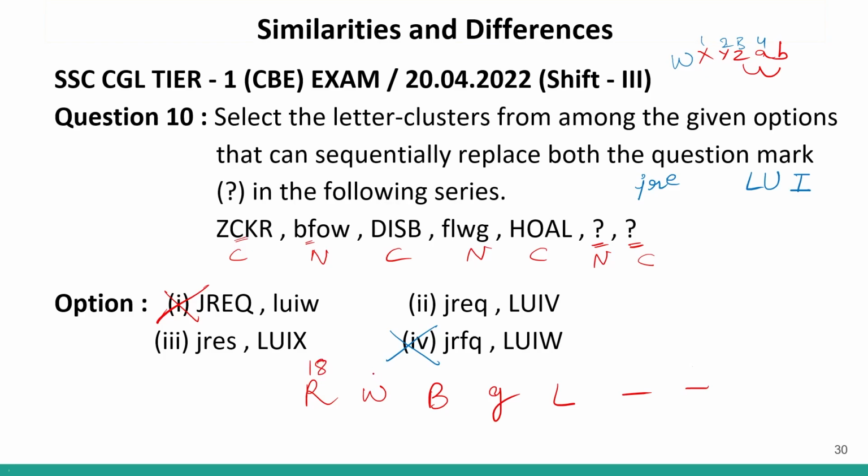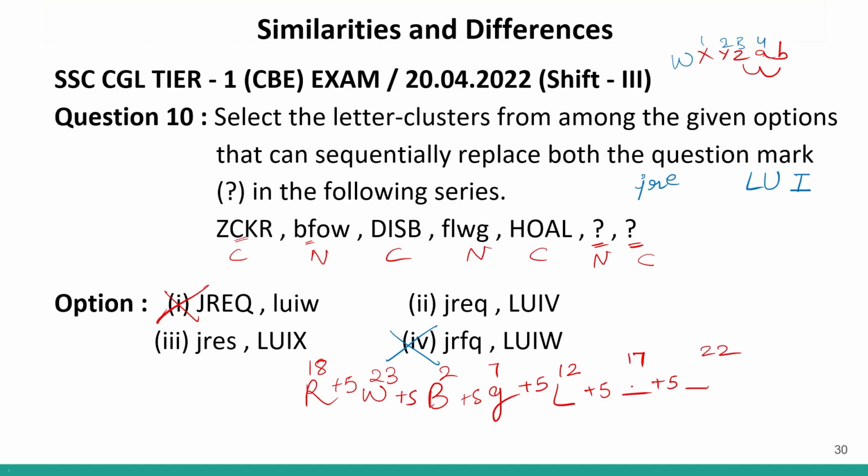Then W is at position 23. B is at position 2. So from W to B we are going 1, 2, 3, 4, 5. There's an addition of 5. Here also there was an addition of 5. G is positioned at what? G is positioned at 7. So increment of 5. L is positioned at, sorry, 12. So increment of 5. Now, with a 5 position increase, I'll get the 17th rank, and with another 5 position increase, I'll get the 22nd rank.